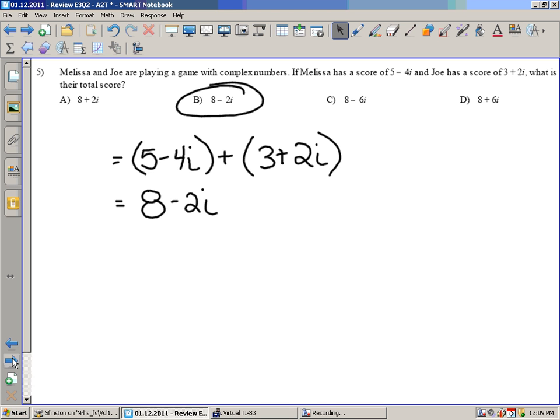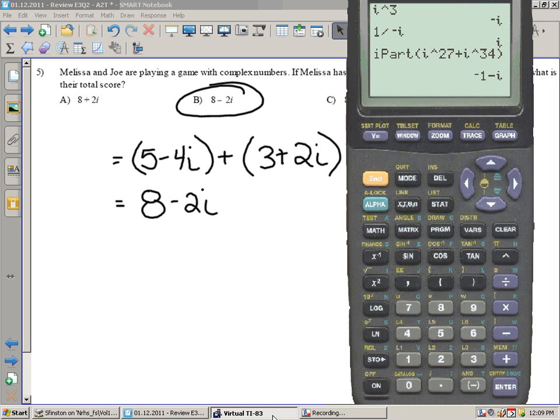What do you do for a question like this? Melissa and Joe are playing a game with complex numbers. Melissa had a score of 5 minus 4i, and Joe had a score of 3 plus 2i. What's their total score? You just add them. And you can also add complex numbers in your calculator. 5 plus 4i plus 3 plus 2i. Hit enter and it gives you the answer straight off the bat. You don't have to do any work.